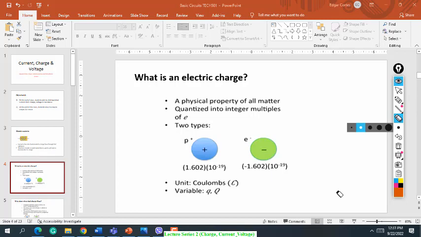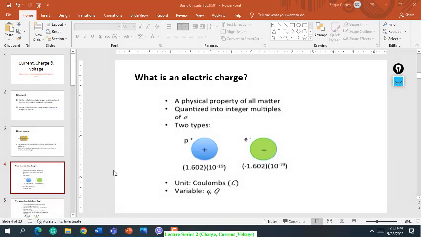So you see Q, small q or capital Q, it refers to a charge, okay? So that is a charge. The unit of that charge is coulomb, or coulombs if there are many. Okay, you got the concept, right?